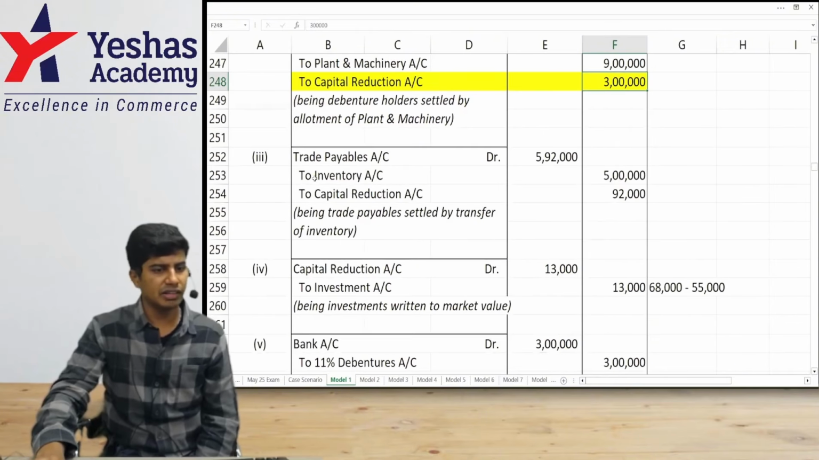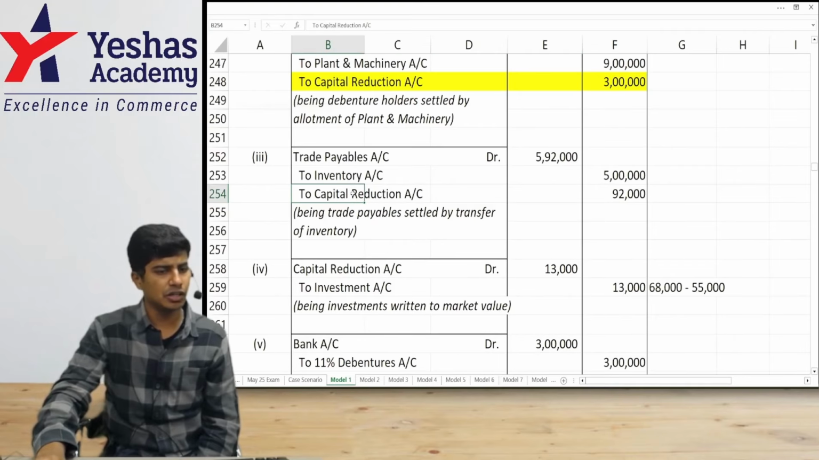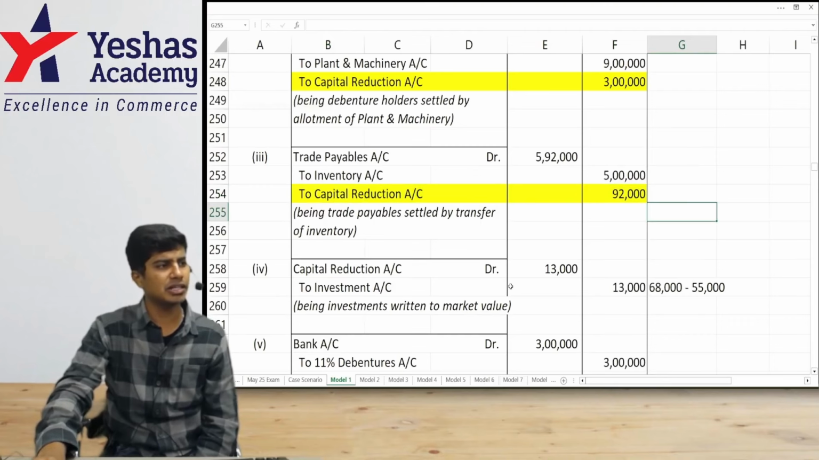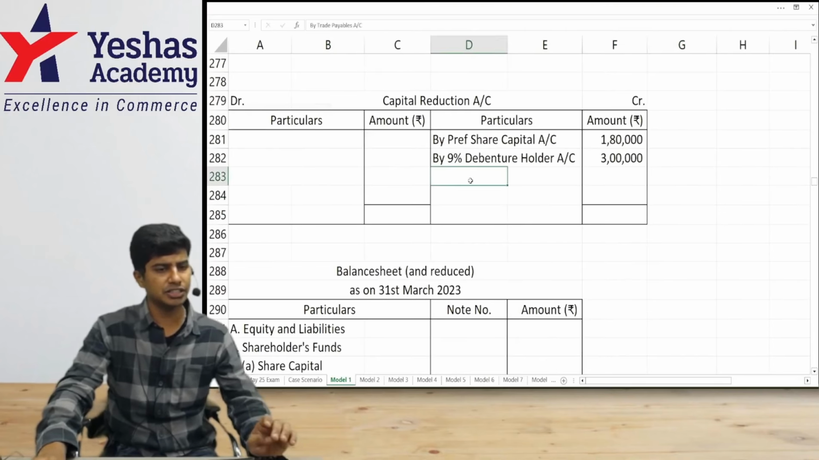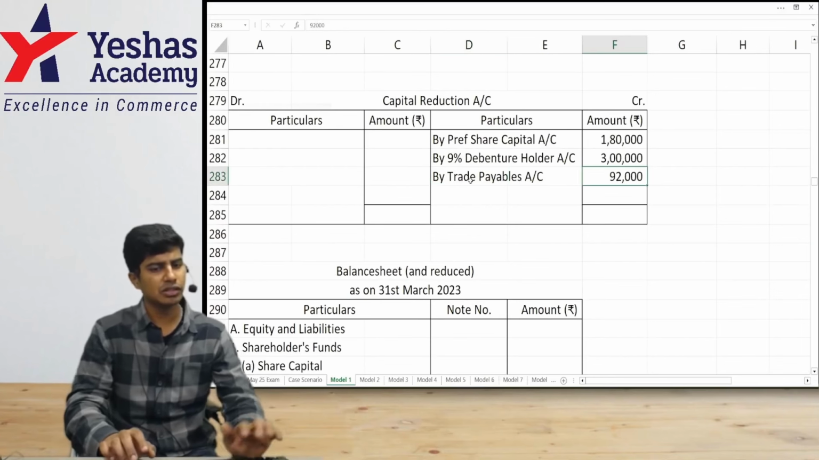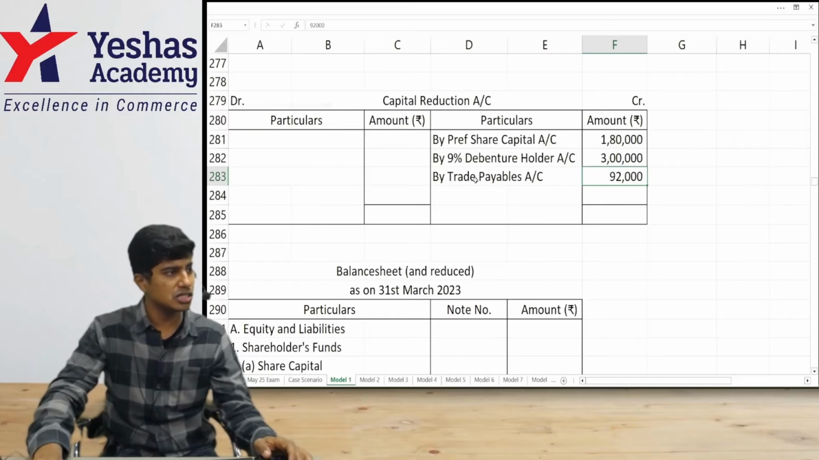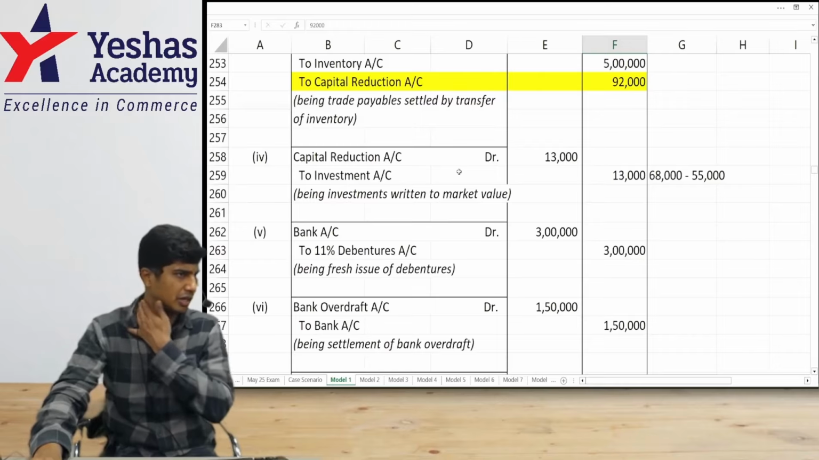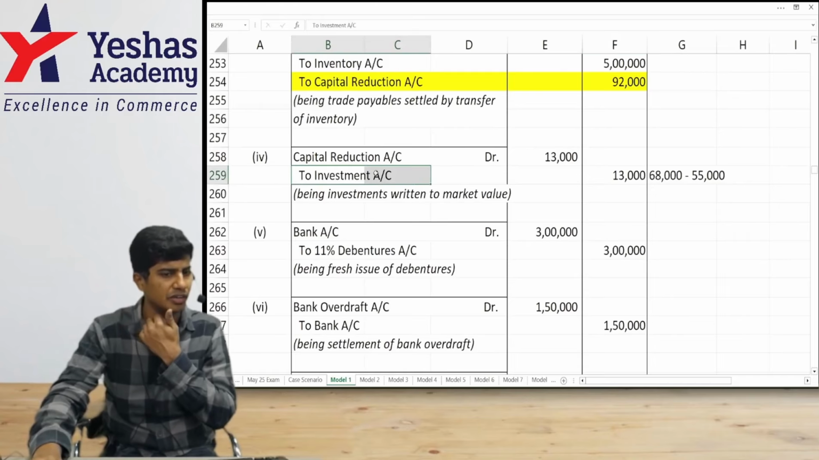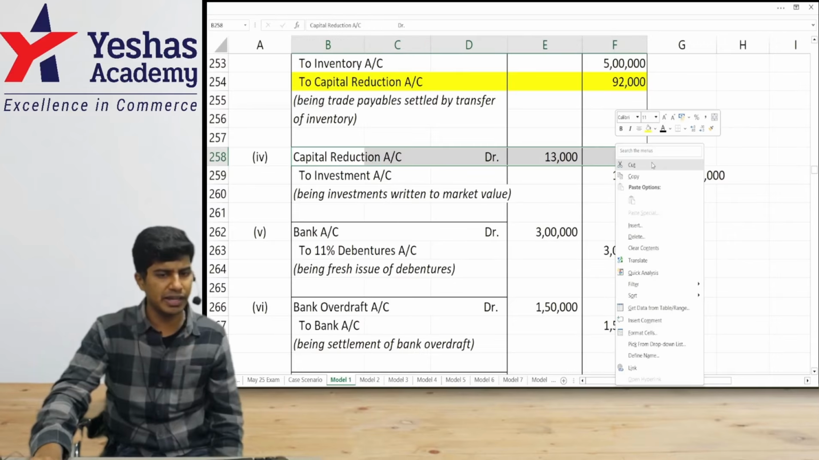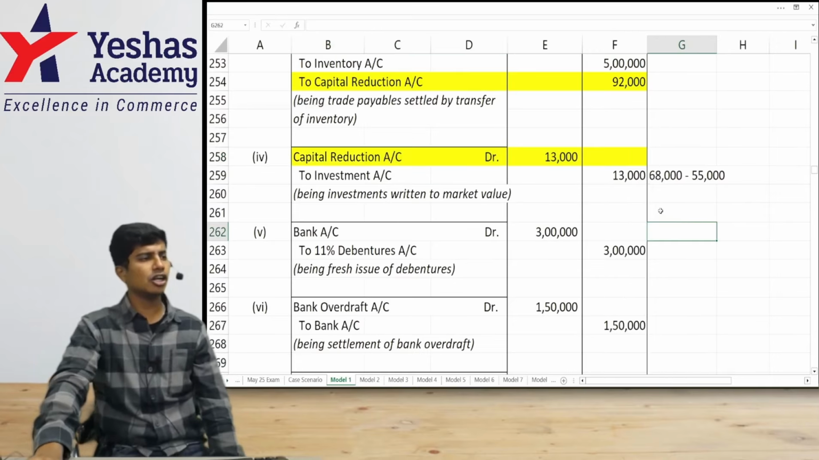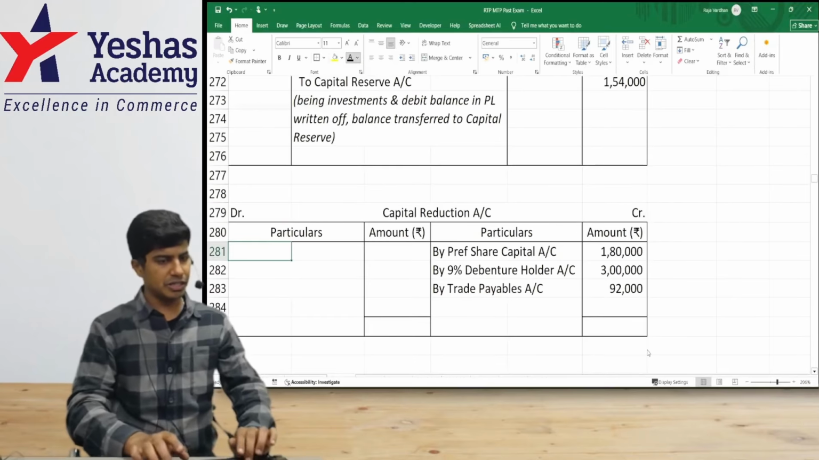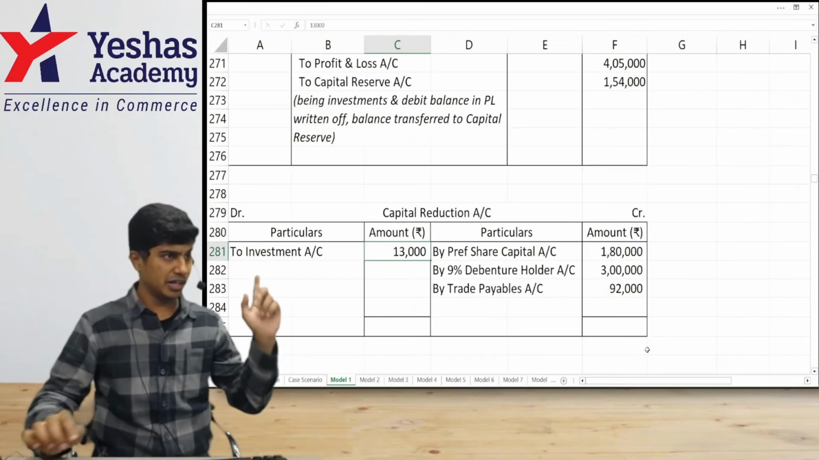Got it? Third one, trade payable to inventory, trade payable to capital reduction. How much is trade payable to capital reduction? And in capital reduction account, I should write by trade payables 92,000. Everyone understood this? What do we have after this? By trade payables 92. Come to capital reduction to investment. Entries capital reduction account debit to investment. In investment account, we would write by capital reduction. In capital reduction account, I'll write to investment. How much? So in my capital reduction ledger, I would write on the debit side to investment 13. I told you this is money utilized.